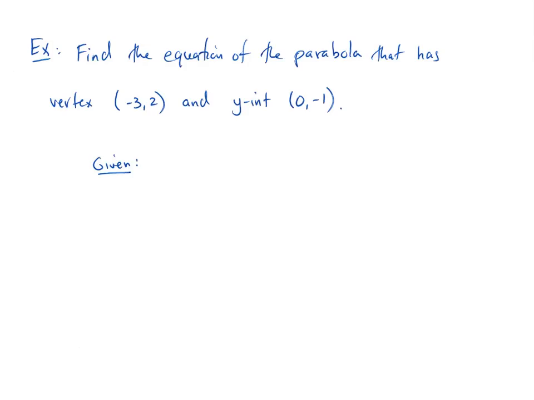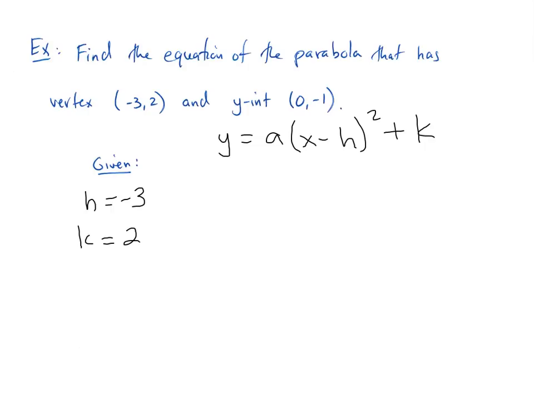Let's look at an example of how this standard form of the parabola works. Suppose we're given the coordinates of the vertex and another point that's on the parabola. Let's try to find the equation of the parabola that has that vertex and goes through that y-intercept. So let's start with our equation of a parabola and think about what we're given. In the equation, h is the x-coordinate of the vertex. Here we know that must be -3. And k is the y-coordinate, in this case 2. So this gives us information about h and k.